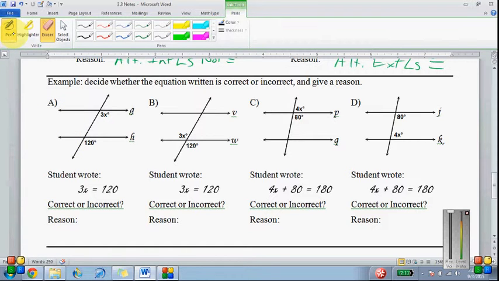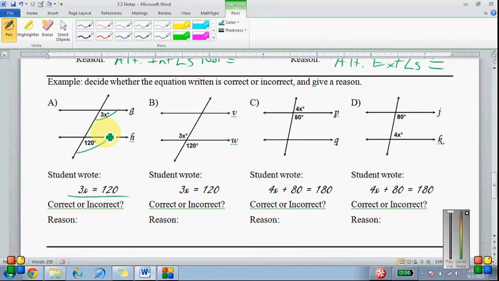Therefore, we can't say any of the things that we learned in the last section, like corresponding angles are congruent, alternate interior angles are congruent, same side interior angles are supplementary. We can't say any of those things if we don't know the lines are parallel. So here it says a student wrote that 3x equals 120. Is that true or not true?